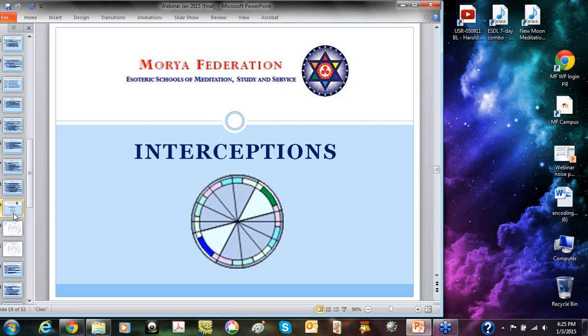So what are interceptions? Well, we know that when we look at a chart, each one of these is a house, correct? And normally there's a sign on each one of these cusps, a different sign that introduces the house, and that becomes like the ruler of that house. Now, with an interception, there is a sign that is self-contained within a house, just like it's being pointed out here for you. You see the blue and the green, they're not on the cusp.